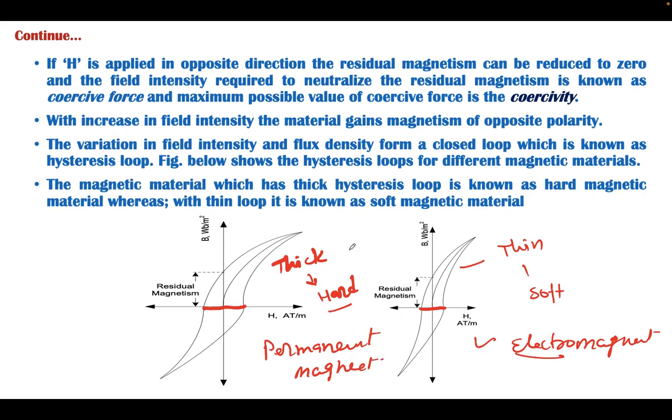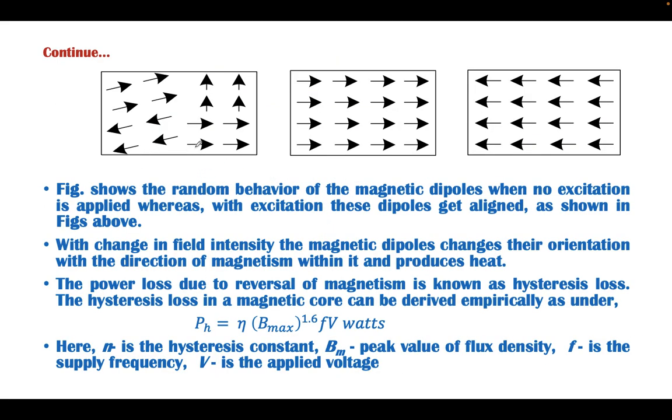Now, considering these two concepts, the transformer core is designed. Because the transformer core is designed for electricity, we require a thin magnetic material. Now, why? What happens when this magnetism is changing? Because we have an AC supply, we have a positive and a negative. This is positive and this is negative. During the positive cycle, all these magnetic dipoles get aligned in one direction. Suppose this is north and this is south. During the negative cycle, these magnetic dipoles get reversed.